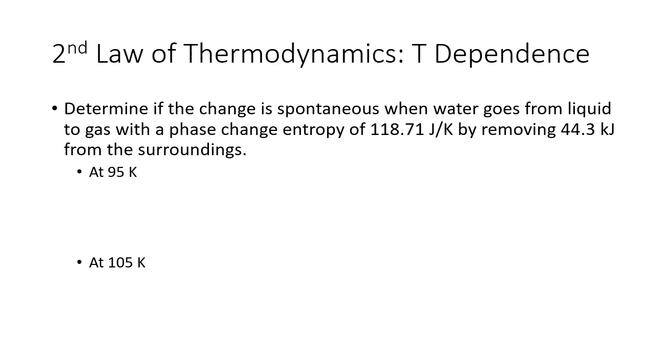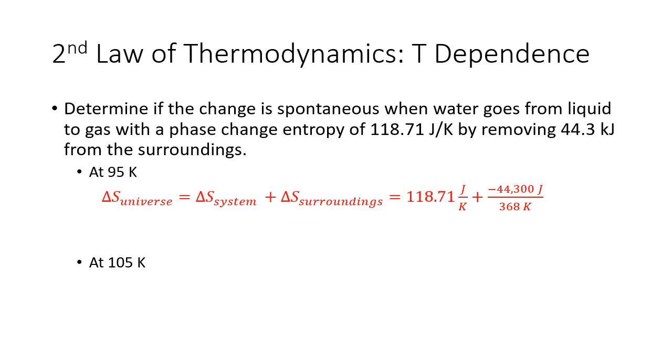Okay, so is it spontaneous when we do this? So at 95 K, we know that we are changing the entropy by 118.71, and that entropy is for the system. The system is that water. We are removing 44.3 kilojoules from the surroundings, so we put that in for delta S surroundings, and we put it over 368 K because that's the temperature. When we solve this, we find that we have a negative 1.7 joules change in entropy. That is not spontaneous. We have not increased the entropy of the universe, and that numerical value matches up with what we would have expected.